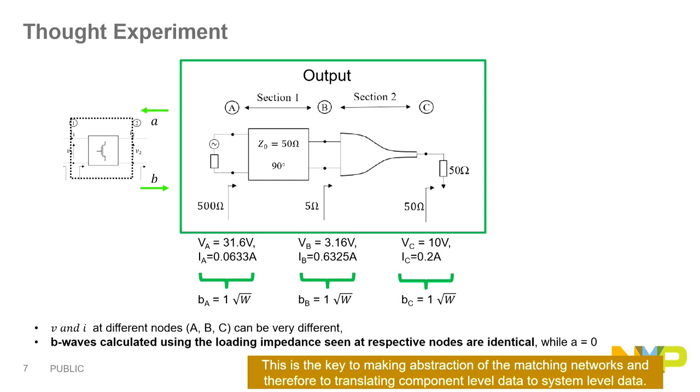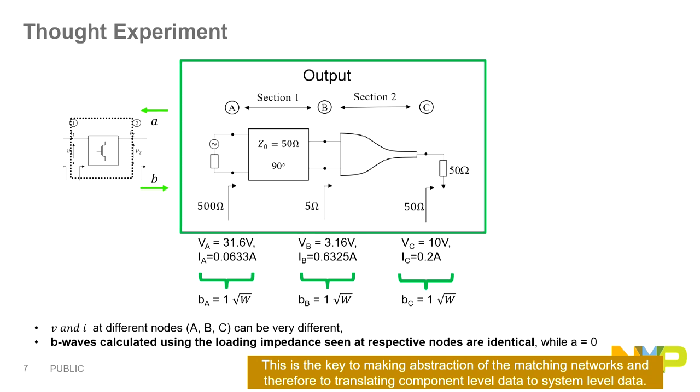Considering the ratio of voltage over current is the resistance, and the power, you can calculate your voltage and current to be 31.6 volt for the voltage and 0.06 amp for the current. And you take that ratio, that's 500 ohm. So we do the same thing on reference planes B and C. You can calculate the voltage and the current. So you can see that the voltage and current are different at each reference plane, right?